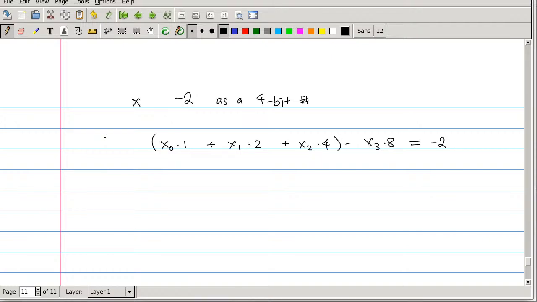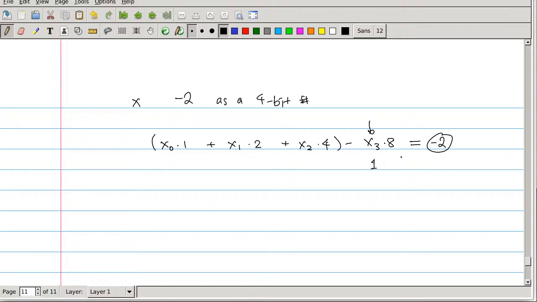So now we just have to figure out all the bits, right? Remember x0, x1, x2, and x3 can only be zeros and ones. They cannot be anything else. So the first thing we know is the overall value has to be -2, and the only way to make this happen, because there's only one subtraction, to turn everything negative, is this term here. So we know x3 has to be a 1.